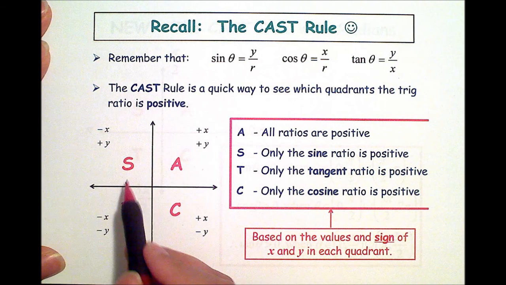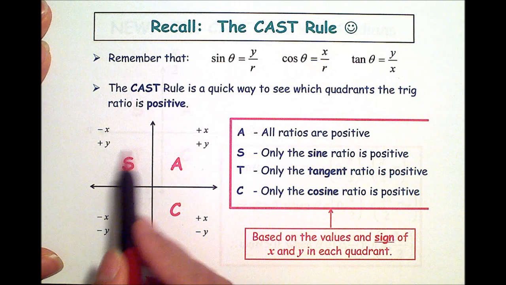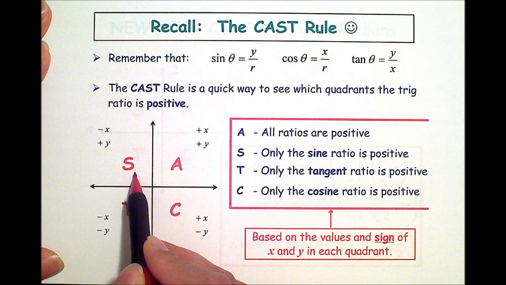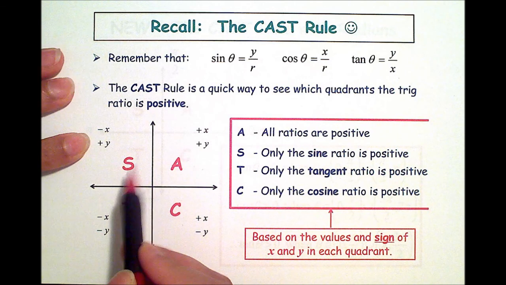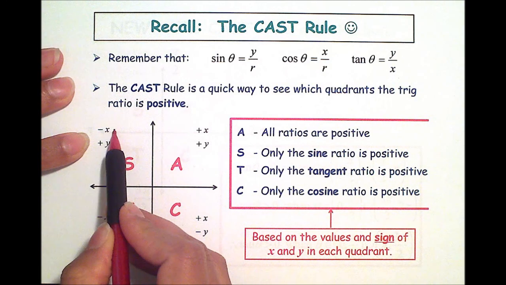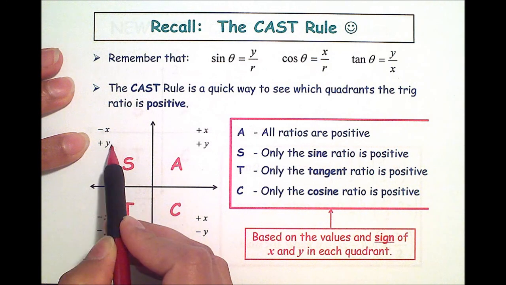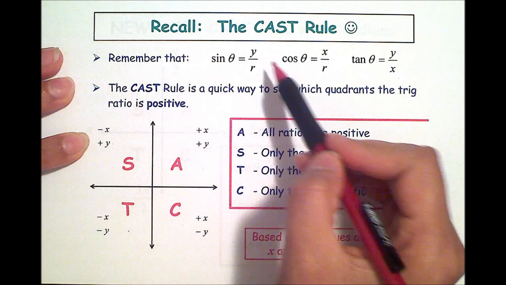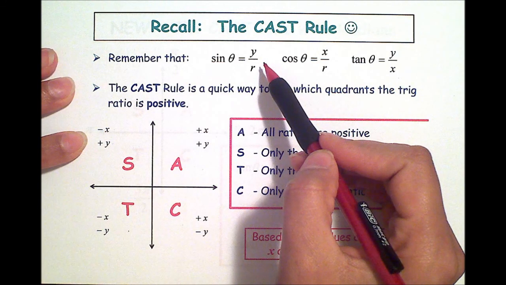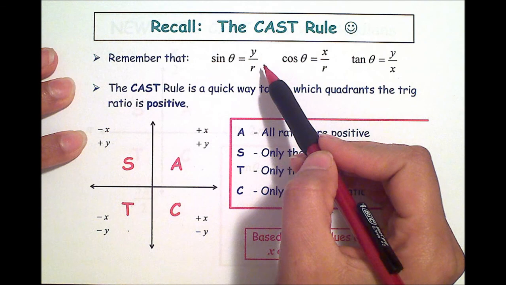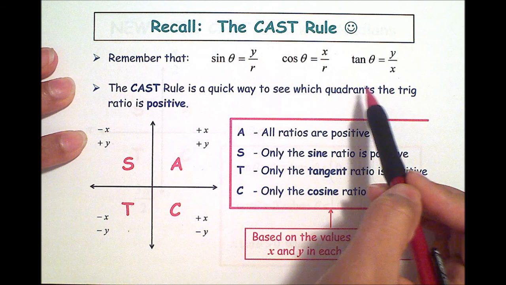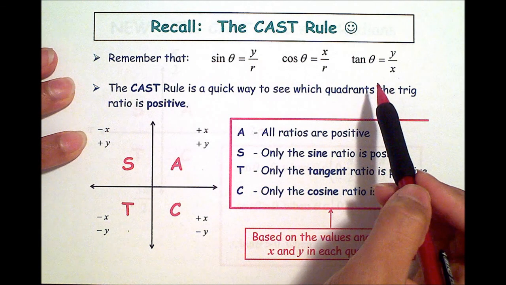But in quadrant 2, the reason why the sine function is the only one that's positive is because in this quadrant, the values of x are all negative and the values of y are all positive. And if you think about what happens when you plug in those particular signs for x and y into the sine, cosine, and tangent ratio, it'll make it a little bit clearer as to why those ratios are positive or negative in that quadrant.